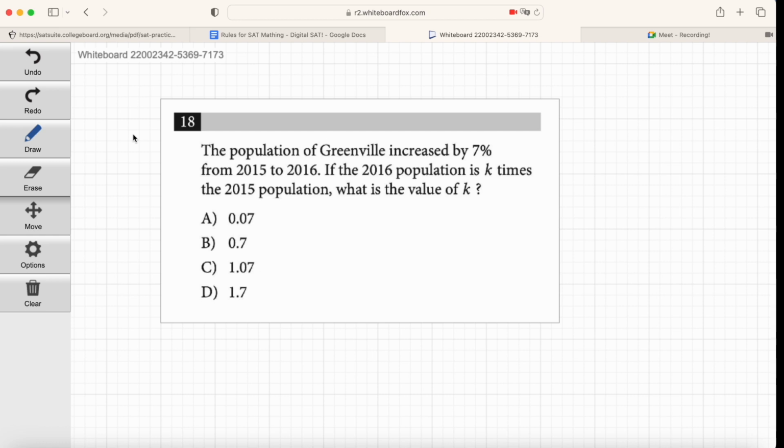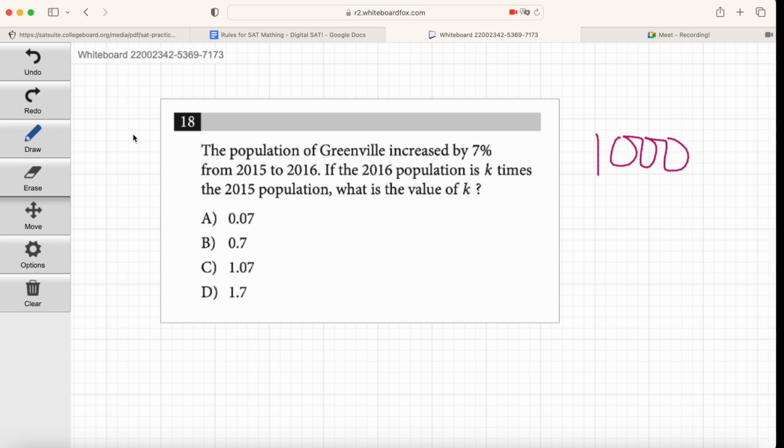I want to start thinking in concrete terms here. I want to come up with a population for the city of Greenville. I'm going to try to keep this as simple and straightforward as possible. I'm going to make the population 1,000. Does that make some sense? Yeah, it just makes sense. With percents, you're dealing with multiples of 100 or some number out of 100, so I think it's going to keep it pretty straightforward. And we're increasing that population by 7% from 2015 to 2016.